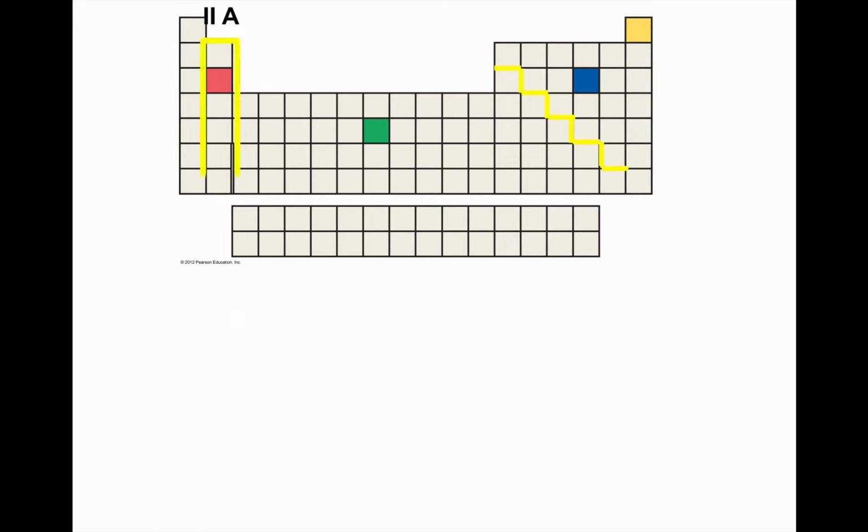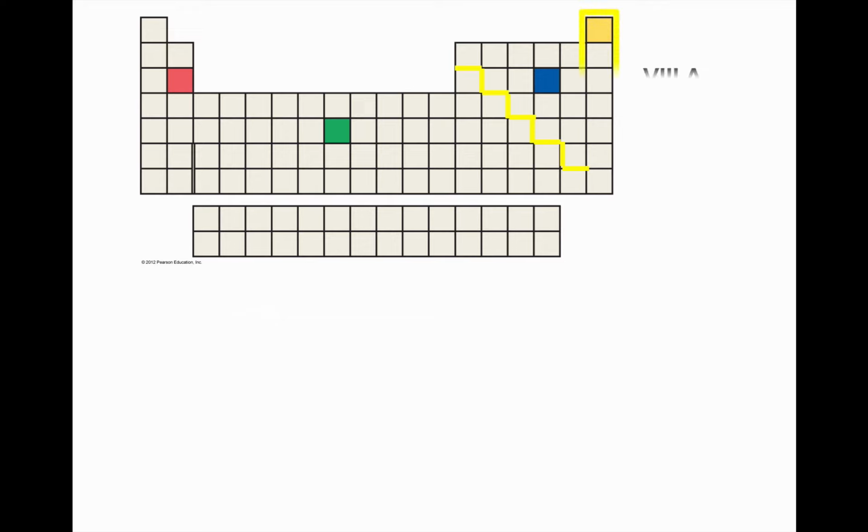If you're looking at column 2A, everything in column 2 represents the alkaline earth metals. If you're looking in column 8A, everything there represents the noble gases. And that's how we look at this chart. Depending on what column you land in, you have a certain reactivity.